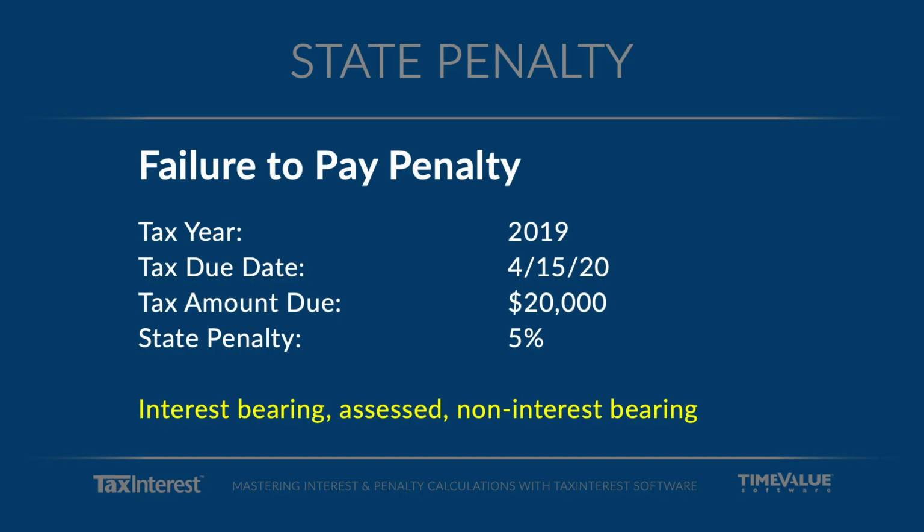So first, let's do a state penalty. State penalties are generally pretty easy to do. Most state penalties are not interest bearing, so they're easy to put into your report. If they are interest bearing, we'll show you a couple options of how to handle that. So let's look at a situation for the 2019 tax year. We'll do Colorado, tax due date 4/15/20, $20,000, and our state penalty is 5%.